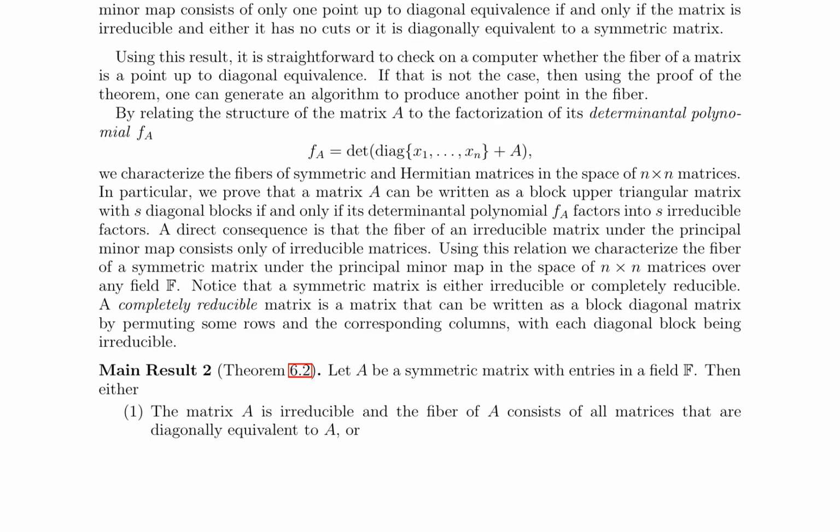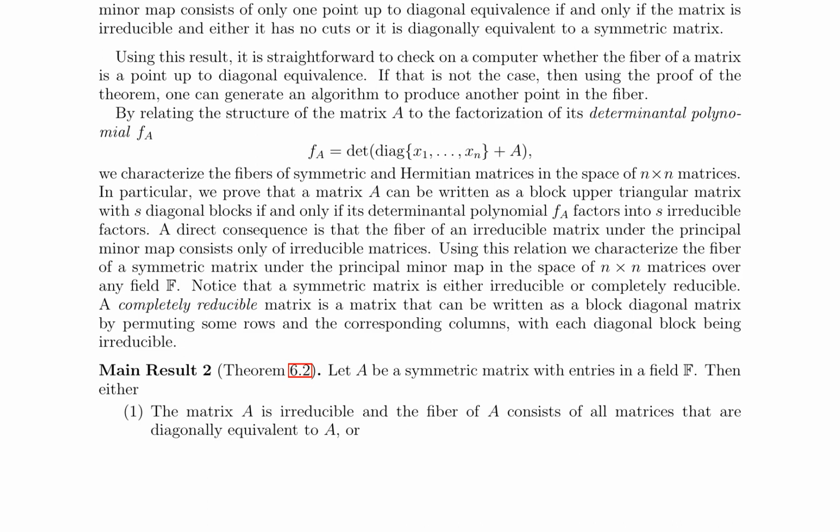Furthermore, the paper relates the structure of the matrix A to the factorization of its determinantal polynomial, characterizing the fibers of symmetric and Hermitian matrices in the space of n times n matrices. In particular, it is shown that a matrix A can be written as a block upper triangular matrix with S diagonal blocks if and only if its determinantal polynomial factors into S irreducible factors. This leads to the characterization of the fiber of an irreducible matrix under the principal minor map, which consists only of irreducible matrices.